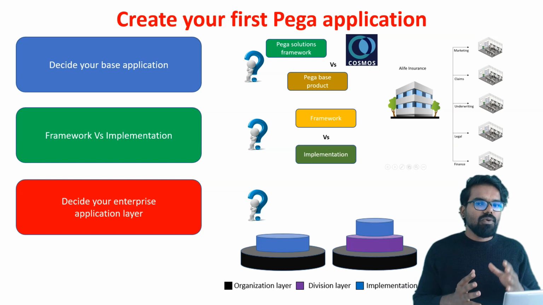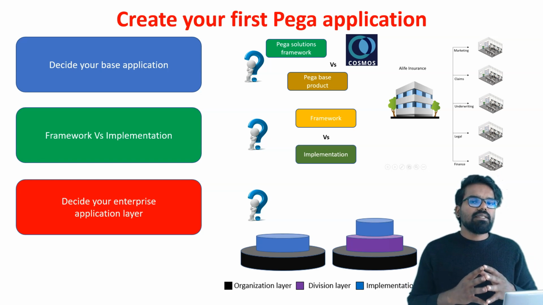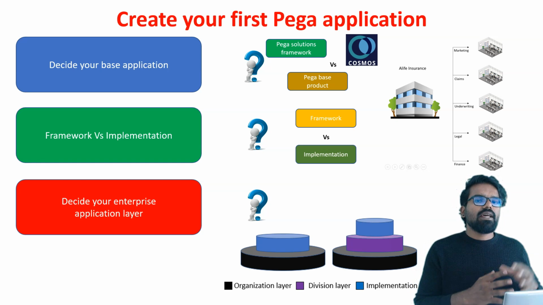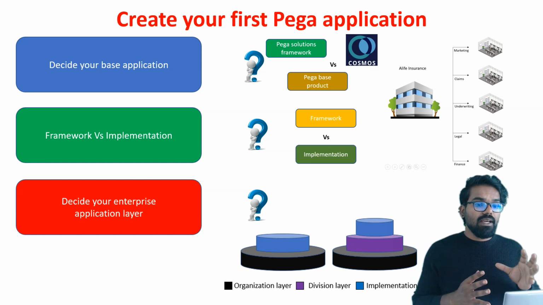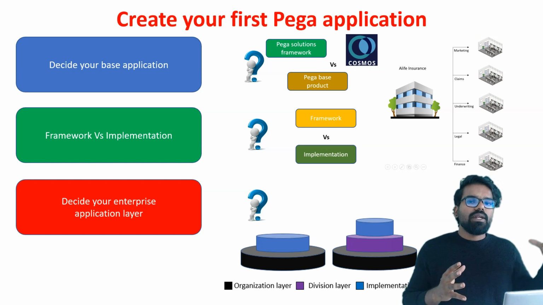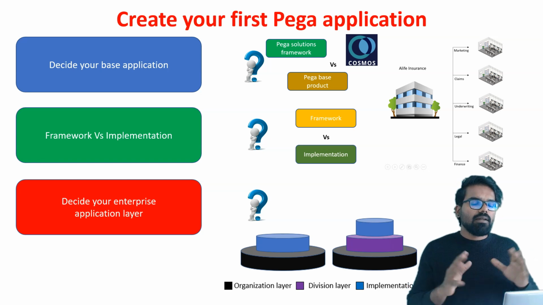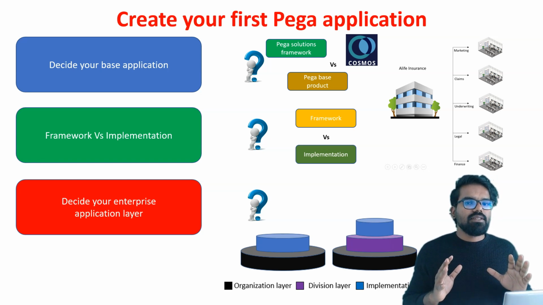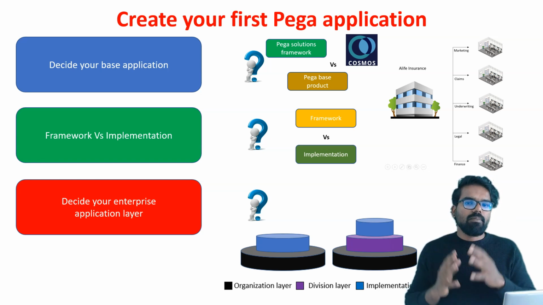You definitely have to do a brainstorming session on this and decide whether you need a division layer or unit layer. This is really critical for your application design. Once you design your application and start building your code, it will be really difficult to include your division layer at a later point in time. So at the start of the application creation itself, you should be aware of your enterprise application layer.